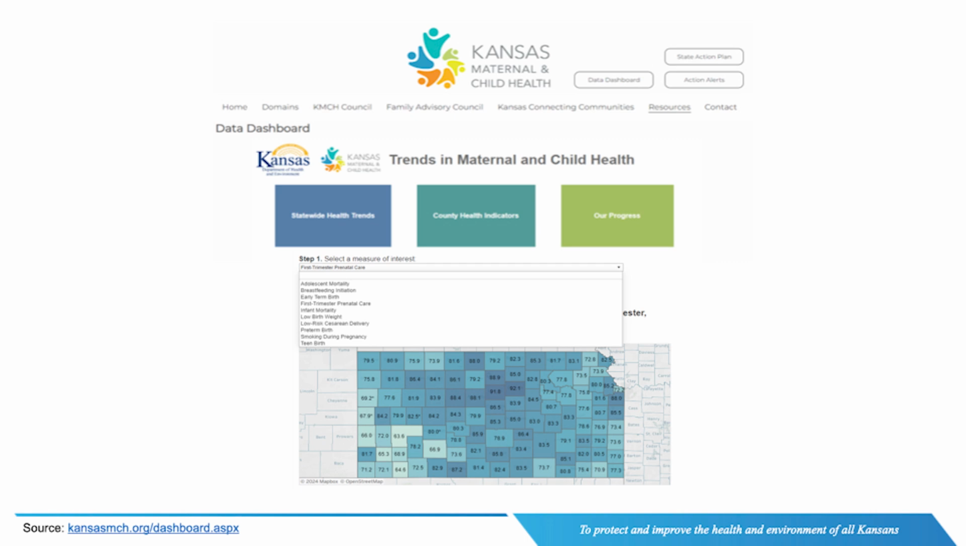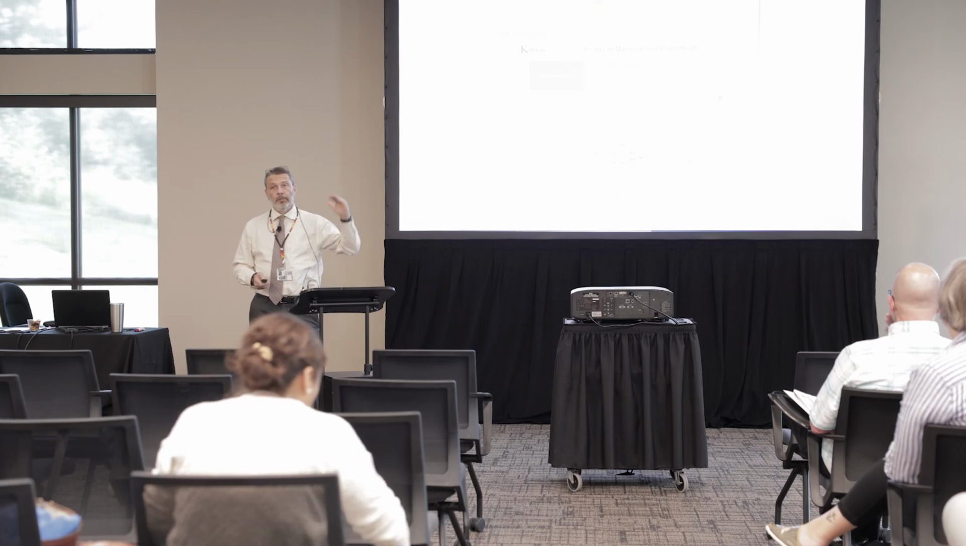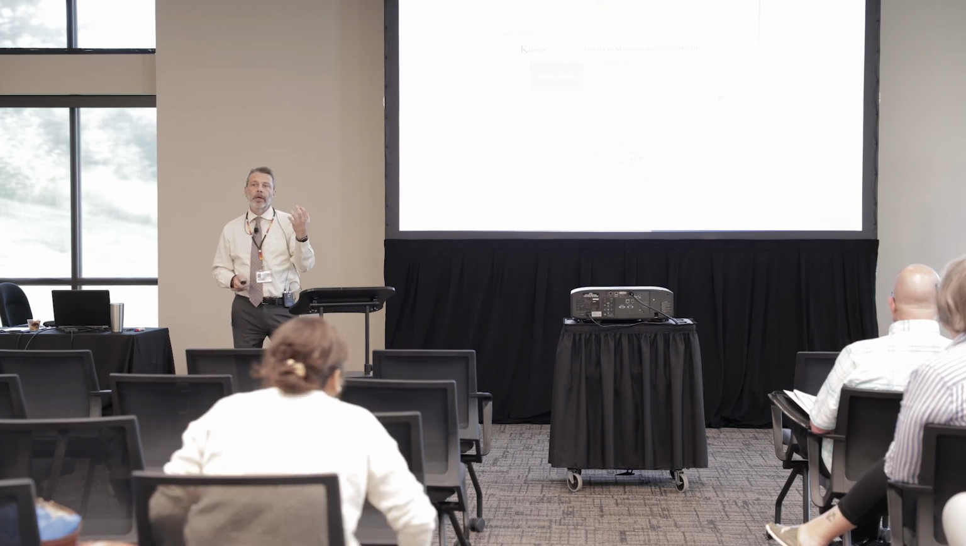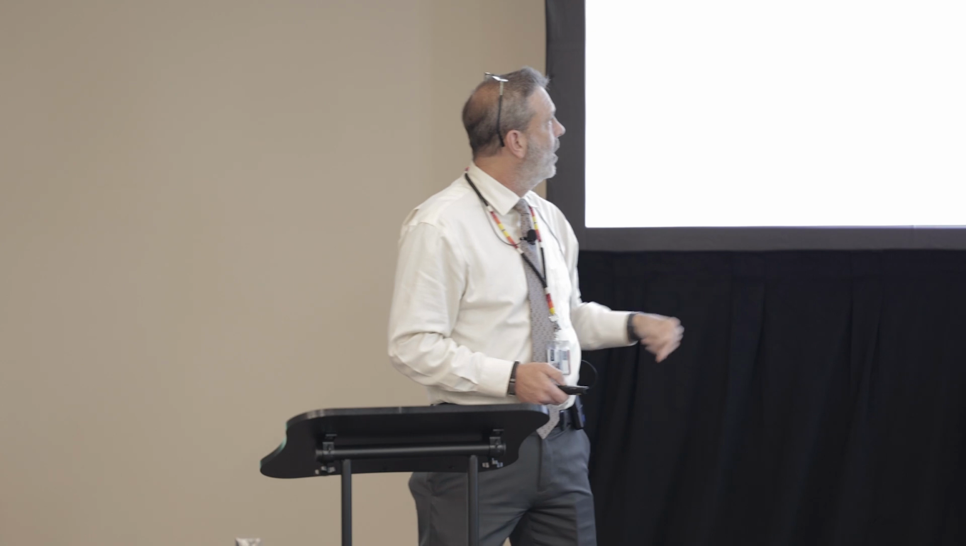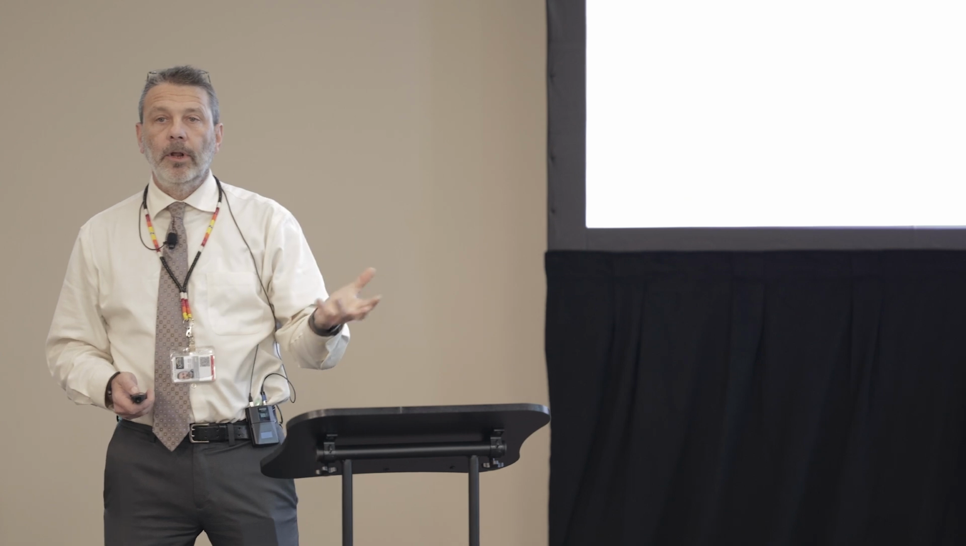Trends in maternal child health. This is from the Maternal Child Health Program. It has lots of data. It's tons of data at the statewide level. Just an extremely long list of all kinds of data, but most people, again, want small area estimates for counties and things like that. We do have some county health indicators, adolescent mortality, early term birth, preterm births, things like that. So there is some data available at the county level for maternal child health measures.